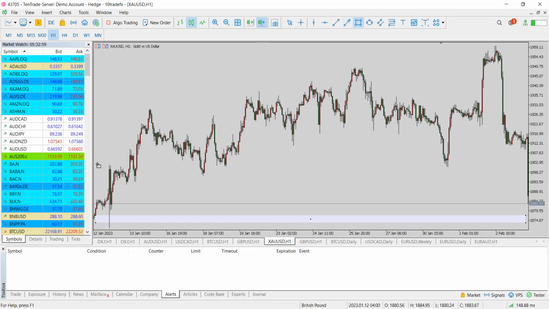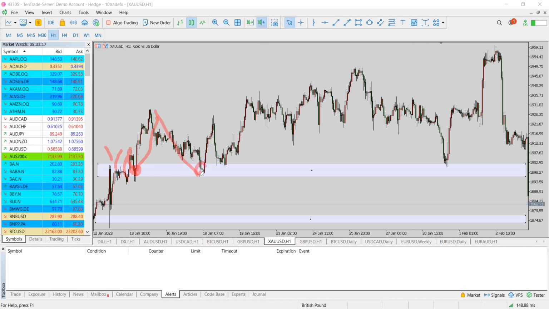Then here is an area of resistance. As you can see, it is an area of resistance. And if you're going to do your markings, you can see resistance here, resistance here. It broke out and acted as support. Can you see? Your strategy would have worked based on support and resistance. It pushed higher, came back here, acted as support again. It worked. So you can see the backtesting is very powerful.